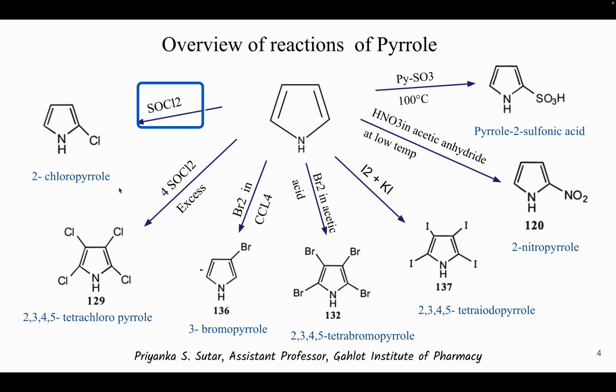So here you can see that electrophilic substitution will occur at the second position, that is the preferential position for electrophilic substitution. But there are some exceptions: depending on the reagent, it forms a different product. Mainly, however, the substitution will occur at the second position.